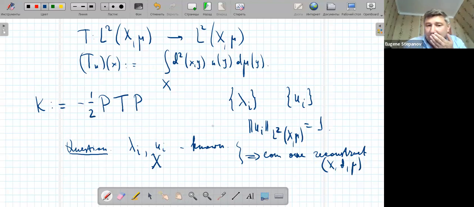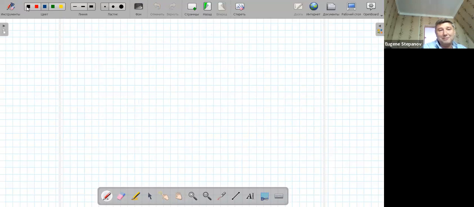Again, the question comes from the applied folklore, but in the applied folklore people only use the positive eigenvalues and the eigenfunctions corresponding to positive eigenvalues. And here I'm asking about all the eigenvalues and all the eigenfunctions. Can one reconstruct the (X, d, mu)? I would like to have the complete answer to this question, but I only have a partial answer.